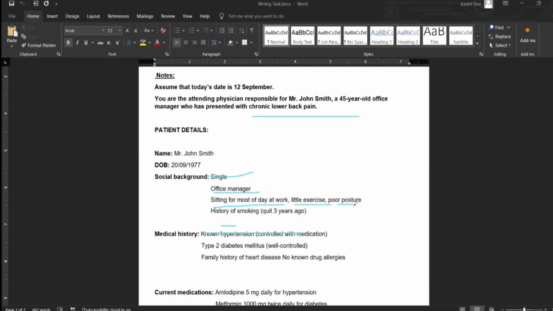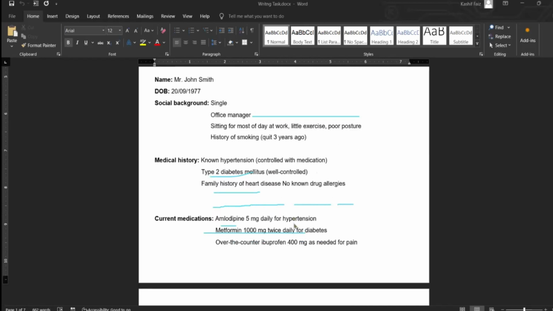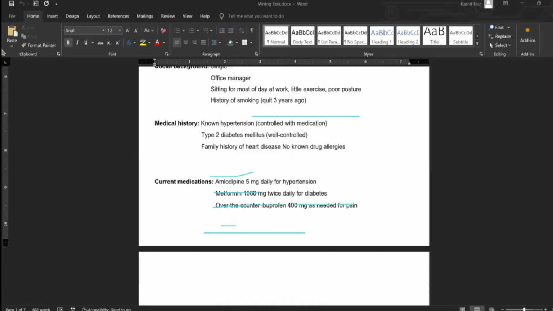So we can see the pattern. For that he is taking over-the-counter ibuprofen as needed for the pain. Okay, what's next? What is next in the case notes?